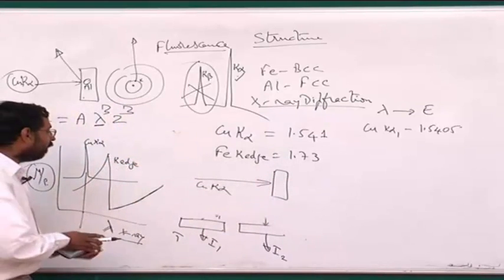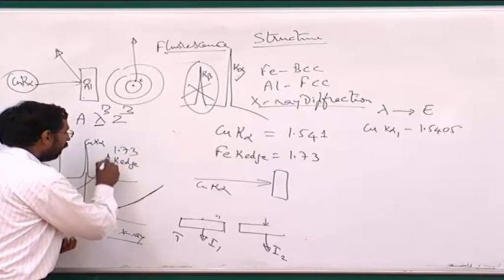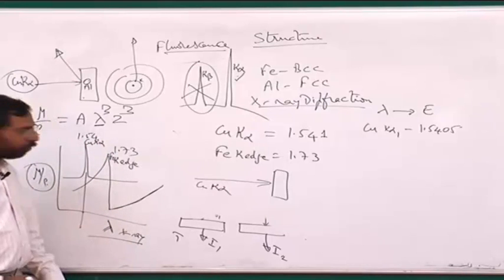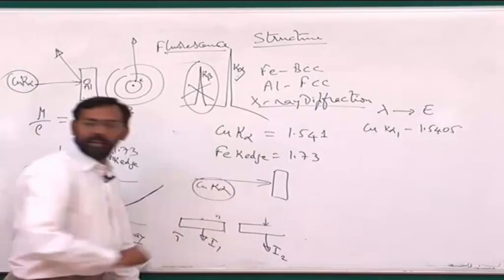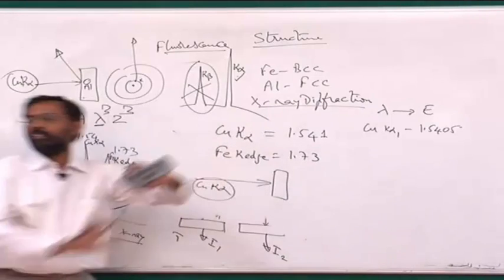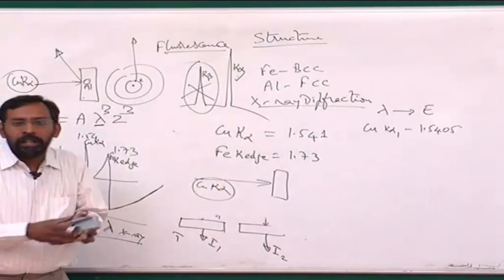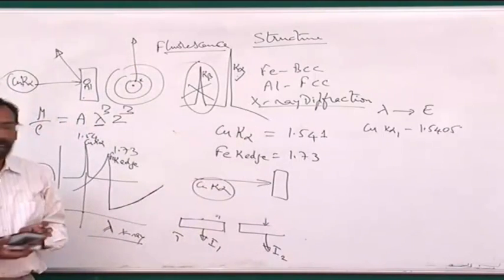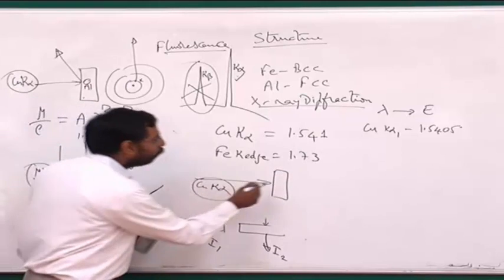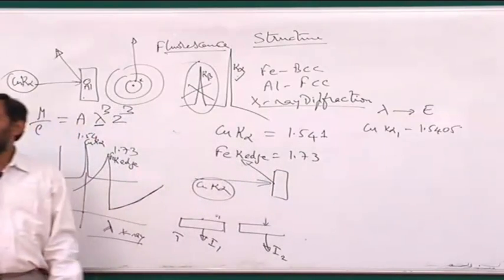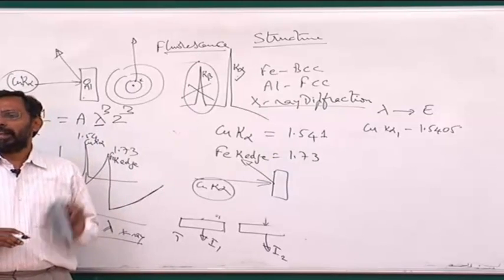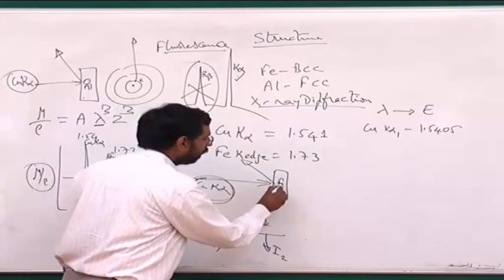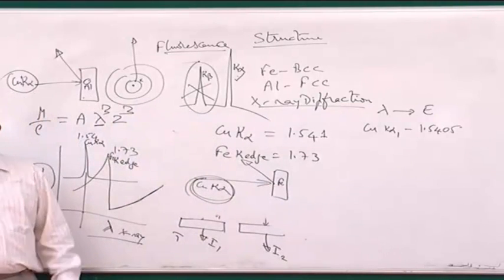And as a result, this is 1.73, let us say, the iron K edge, and this is 1.54, which is smaller than that. So all this copper energy is absorbed inside the iron. It is consumed in just knocking off an electron from the K shell of an iron, and as a result, there is no beam that is coming out. The diffracted beam will have almost low energy. And as a result, we rarely use copper K alpha for determining the crystal structure of iron. This is one of the problems.